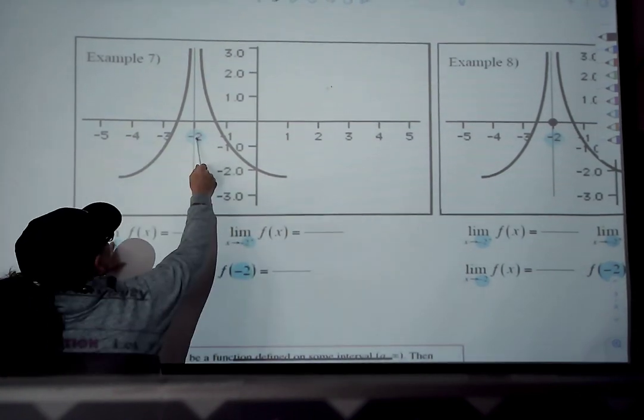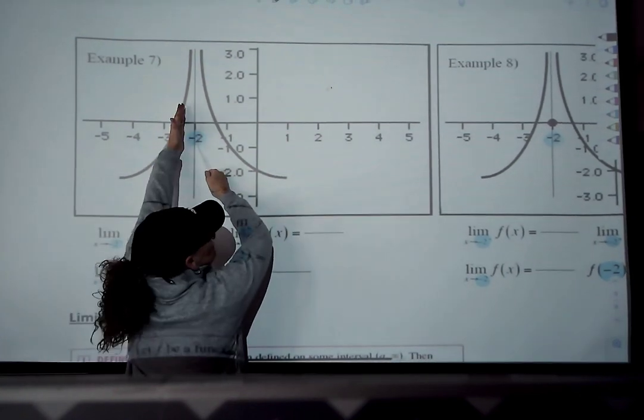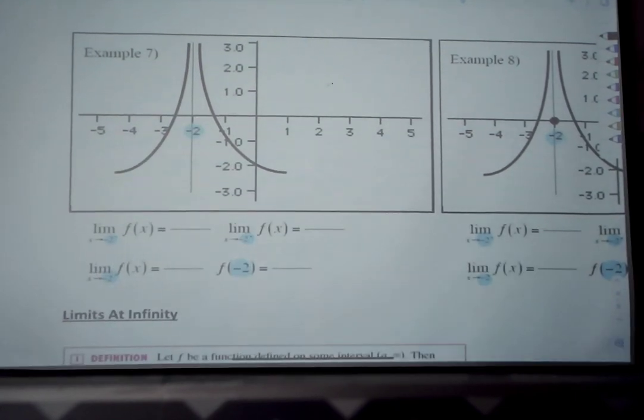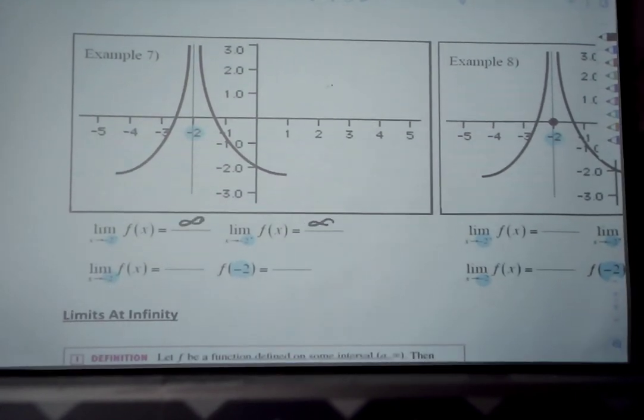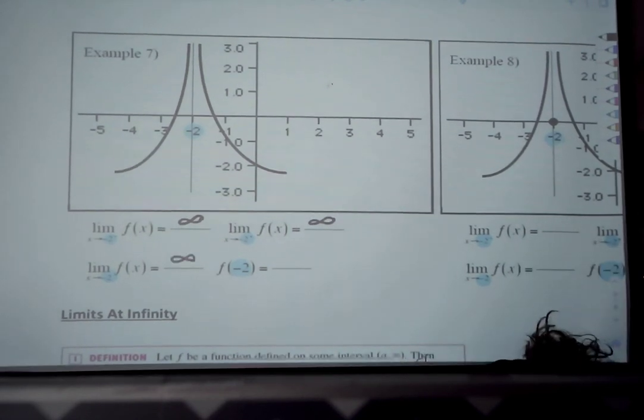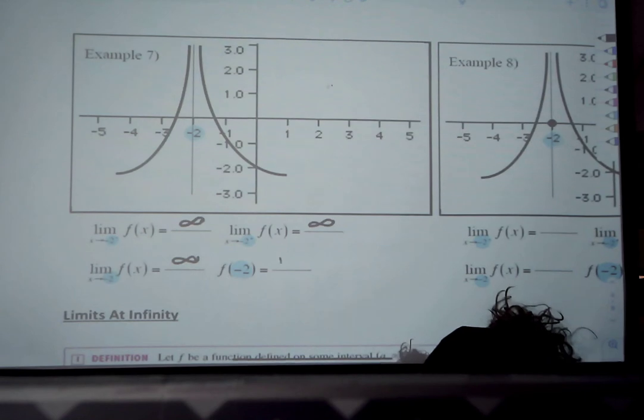Negative 2. Here's where your eyes need to be. From the left, positive infinity. From the right, positive infinity. Do they match? Yes, they do. Is there a point there? No, there is not.